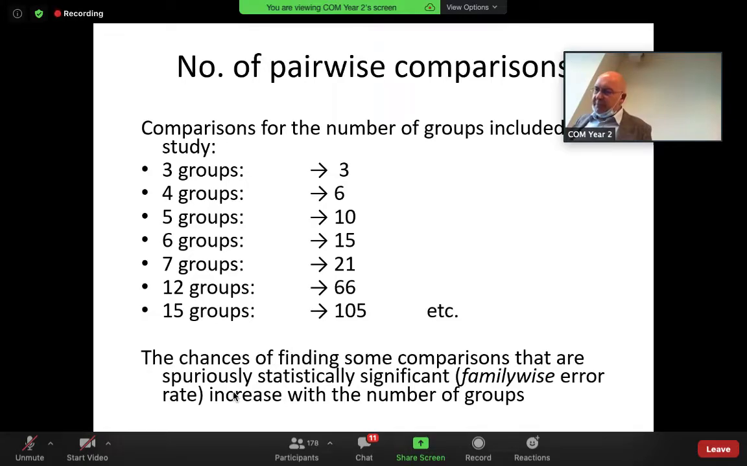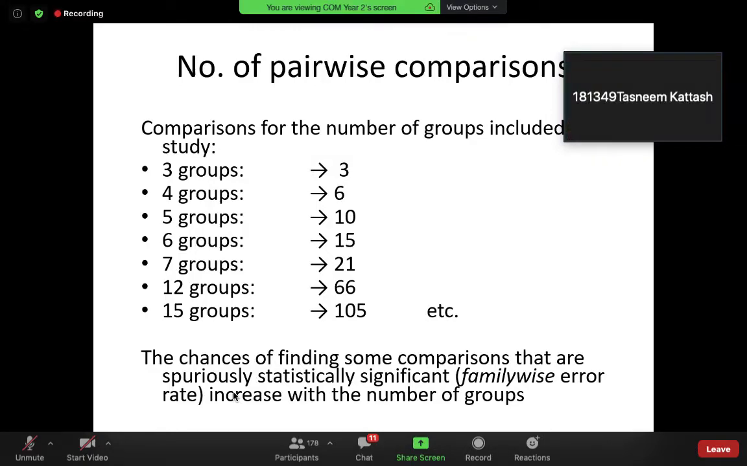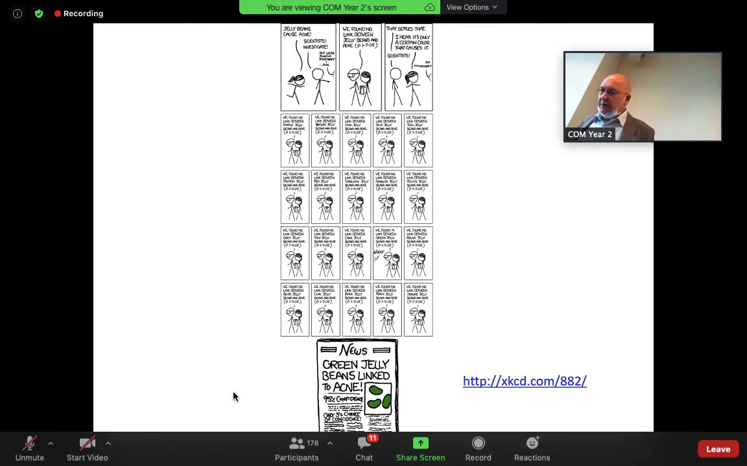This is the problem that we face when we're doing lots of comparisons or lots of statistical tests on a set of data. We need to control the number of false positives that we get within the family of these comparisons. Here's just a little cartoon for you to look at.